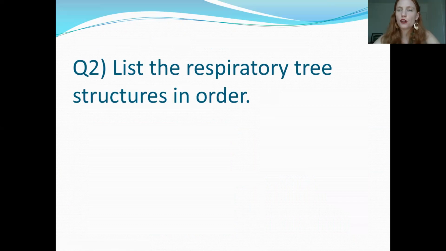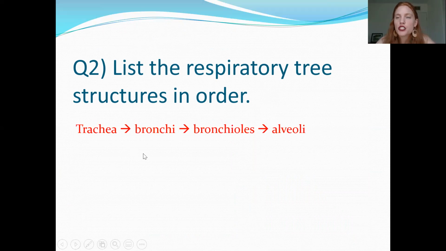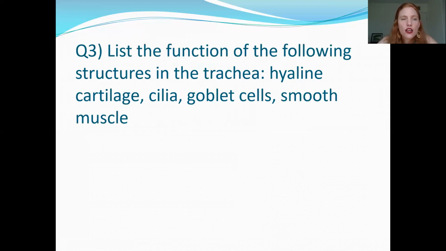Okay, so let's list them in order. We'll go ahead and pause it, see if you can figure out the order of the structures that you're going to pass as you go deeper and deeper into the tree. So you're going to start with the trachea. The trachea will branch into the primary bronchi, then the secondary bronchi, then the tertiary bronchi. That'll then go into the bronchioles, and then the bronchioles will terminate with the alveoli, which are the little clusters of air sacs at the ends. So that's the function of the hyaline cartilage, the cilia, goblet cells, and smooth muscle. Again, go ahead and pause it, and then we'll go through it together.